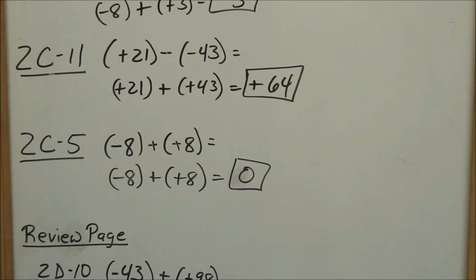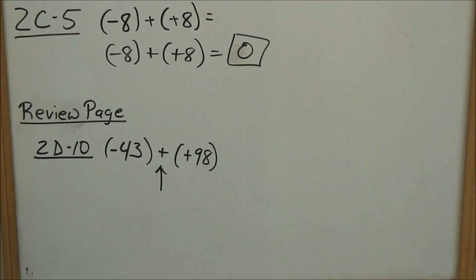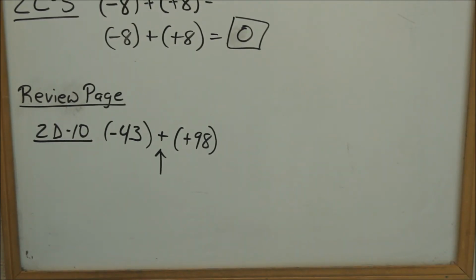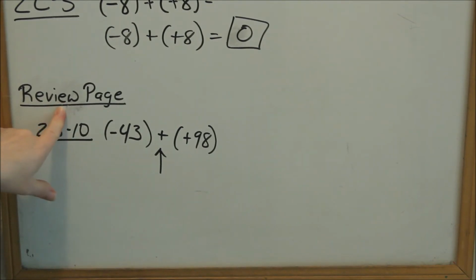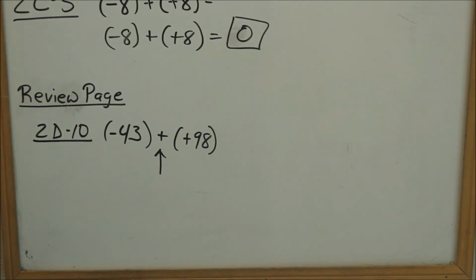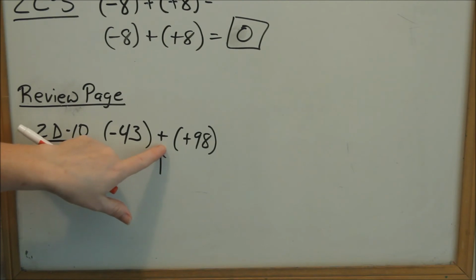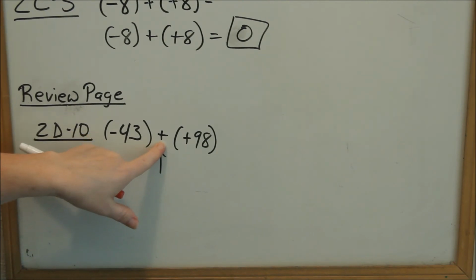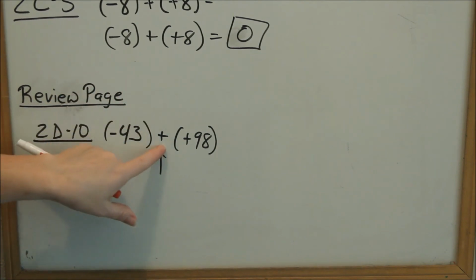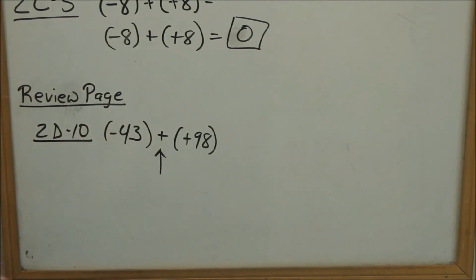It's just 0. Okay, now I want you to look at 2D number 10. So the one thing I want to point out when you get to the D page, that is a review page. So on the review page, you will have review problems. You will have problems that are new and review. So if you look at 2D10, the one thing that I want to point out is that you have a plus sign here. These are problems just like we worked in lesson 1. So you only need to change the sign in between the two numbers if it's a subtraction sign. Don't change it if it's a plus sign, okay?